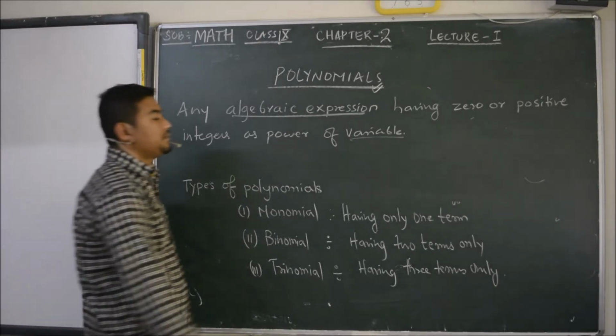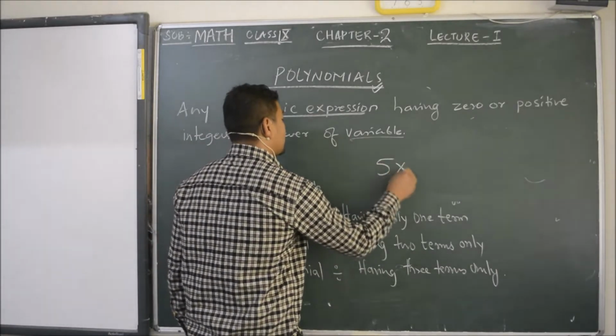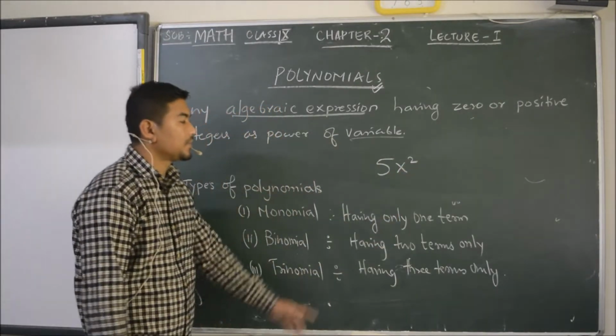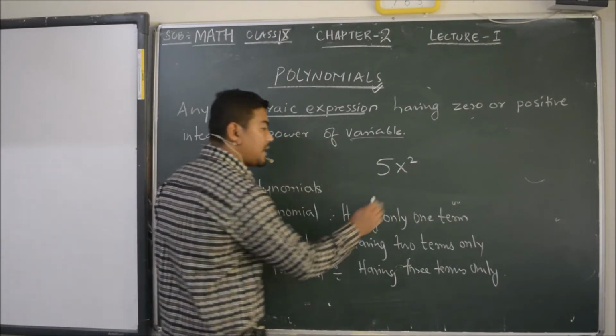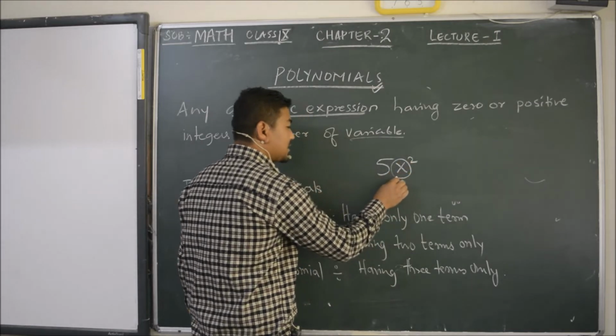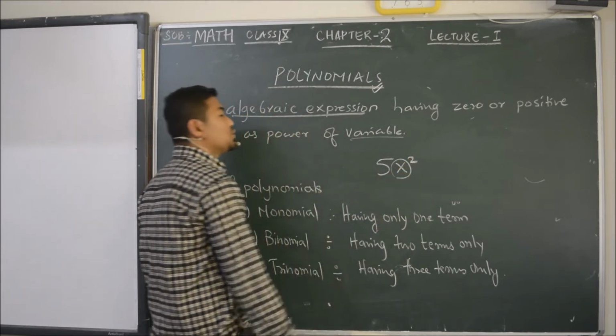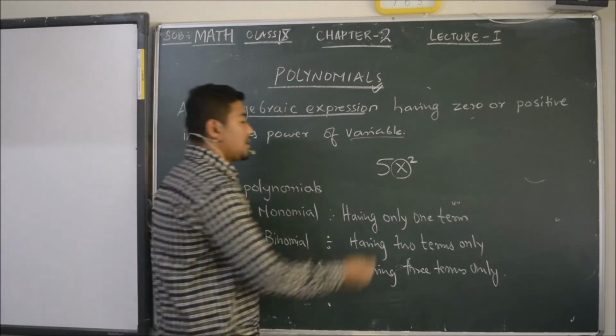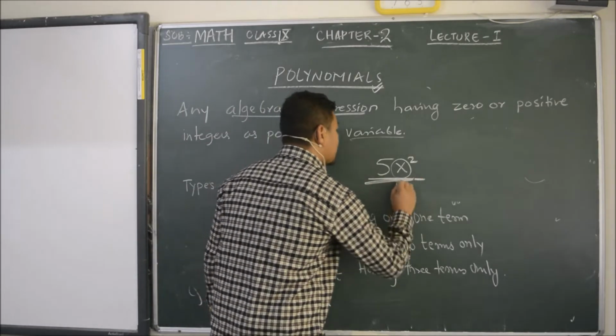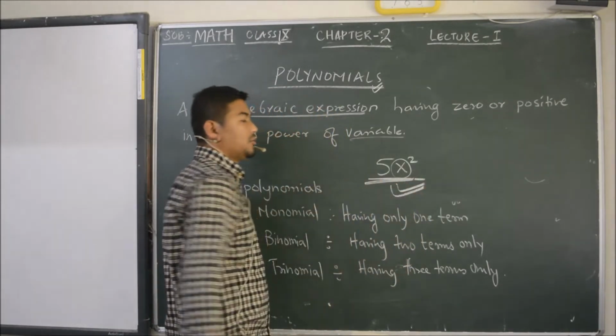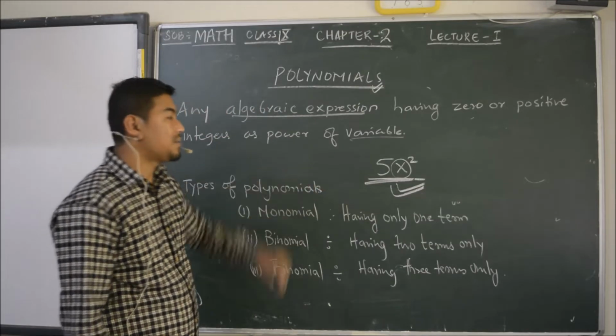So for example, 5x square. First, you just identify the variable. What is the variable here? x. What is the power? 2. Yes, 2 is a positive integer. So this algebraic expression is a polynomial.